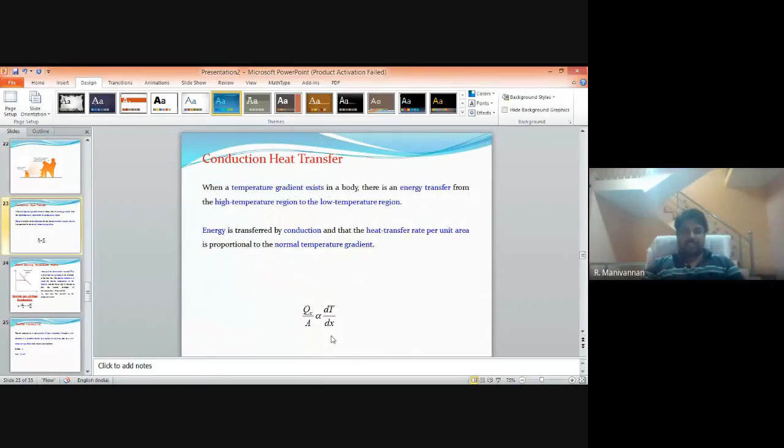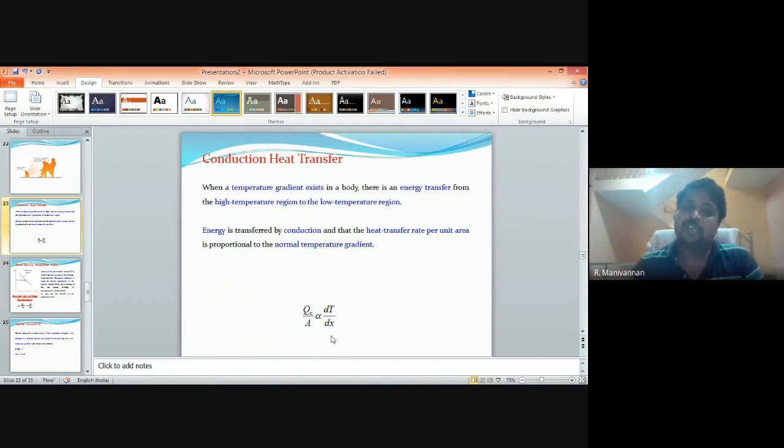In the previous session, I've explained the three modes of heat transfer. Today I am going to start the conduction heat transfer. What is the law for the conduction? We are going to see the equation and go into detail about this conduction mode of heat transfer.